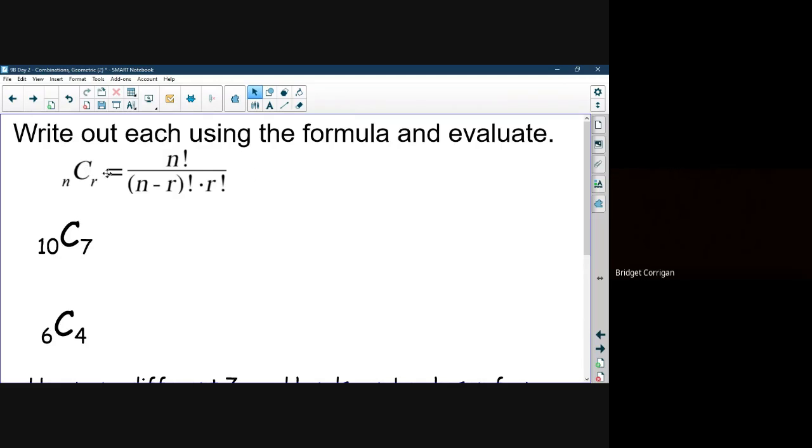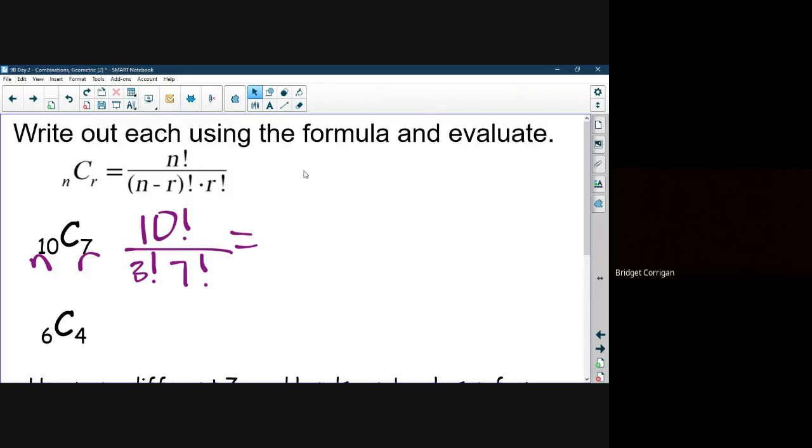So here again, the formula is given to you. It's n factorial divided by n minus r factorial times r factorial. So if we want to find 10C7, our 10 is our n, and our 7 is our r. So we're going to do 10 factorial divided by n minus r, so 10 minus 7 is 3 factorial, times r factorial, r is 7, so 7 factorial. Okay, so that would be our formula, that's our expression.